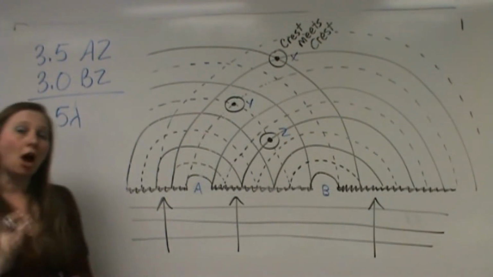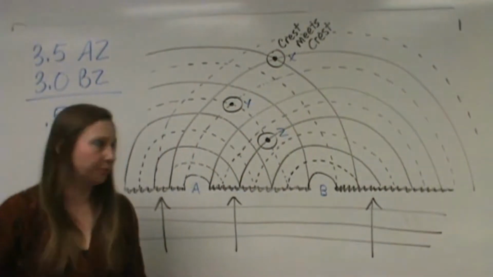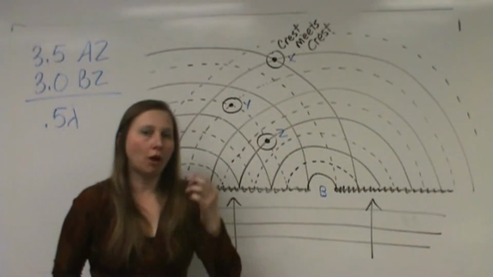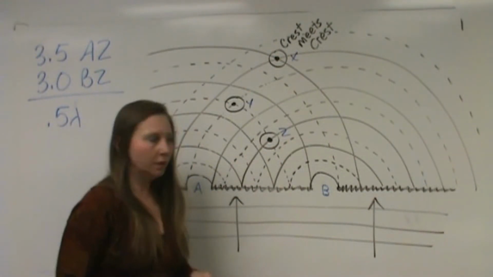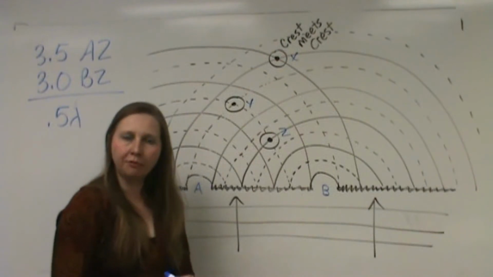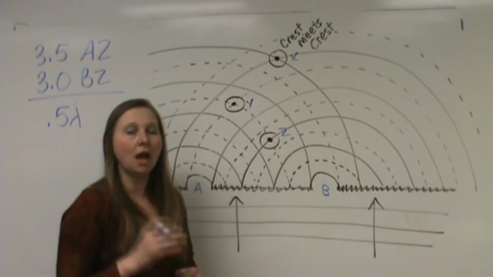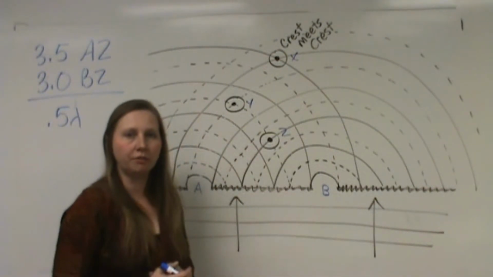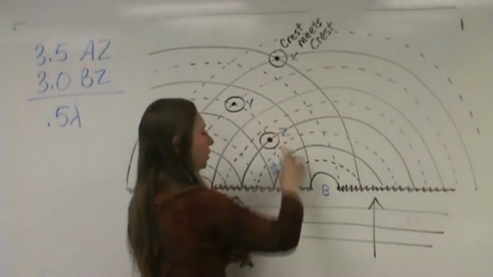Since this one is off from this one by a half of a wavelength, those two waves, this one and this one, are 180 degrees out of phase at that point. Since they're out of phase, 180 degrees, or they're off from each other by a half a wavelength, or any odd multiple of half wavelengths, this is destructive interference. Just like we said when we looked at it and saw that it was a crest and a trough.